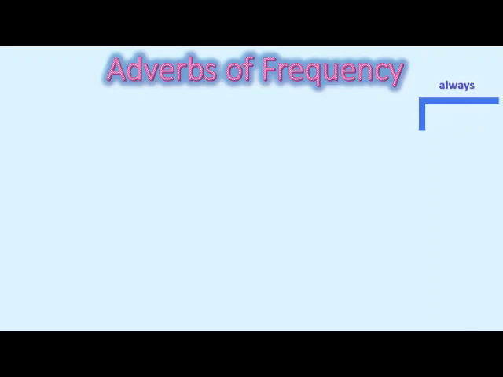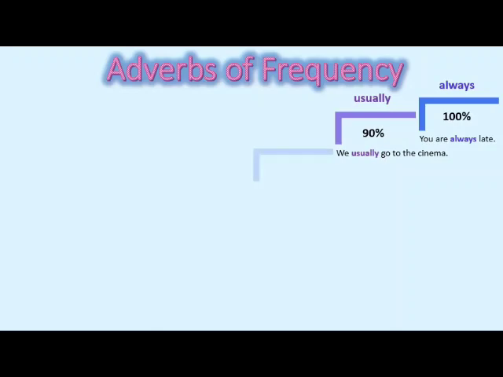Adverbs of frequency. The first one is always. When you see always in a sentence, you know that you do this action 100%. For example, you are always late. The next one, usually. It means that you do this action 90%. We usually go to the cinema.